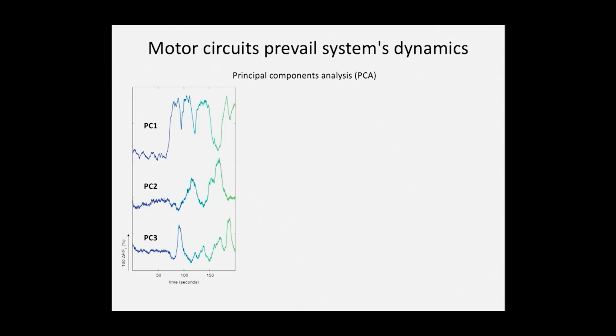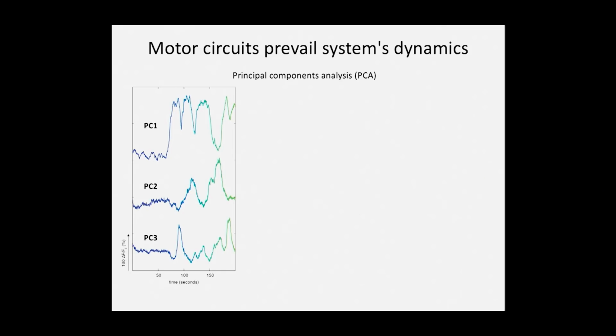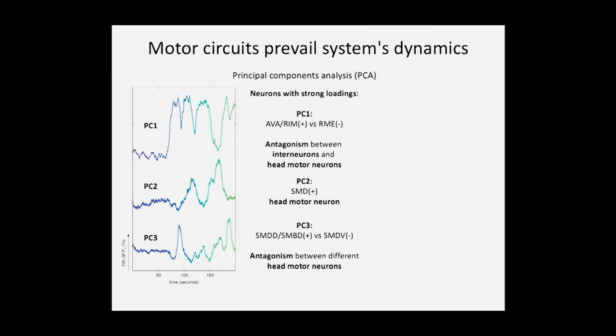And here you see the color is now encoding time. Again, the great advantage of C. elegans comes from the fact that we have the connectome, so we can map these principal components back to the known connectome. What we found was that the first principal component was basically an antagonism between different interneurons and head motor neurons. The second principal component was a class of head motor neurons, and the third principal component was an antagonism between different head motor neurons.